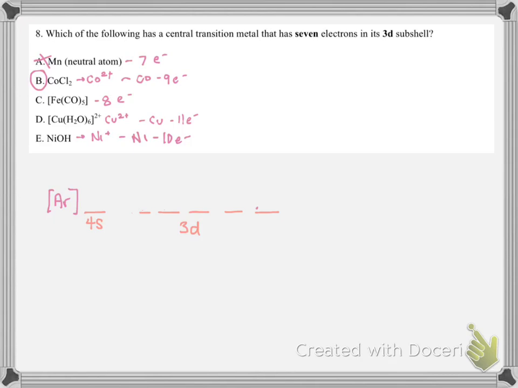And if you look at iron, after its argon shell, we have 8 electrons to draw in. So we'll have 1, 2, 3, 4, 5, 6, 7, 8. And so that would be its configuration, and we would end up with 6 d electrons. So that would not be the answer.